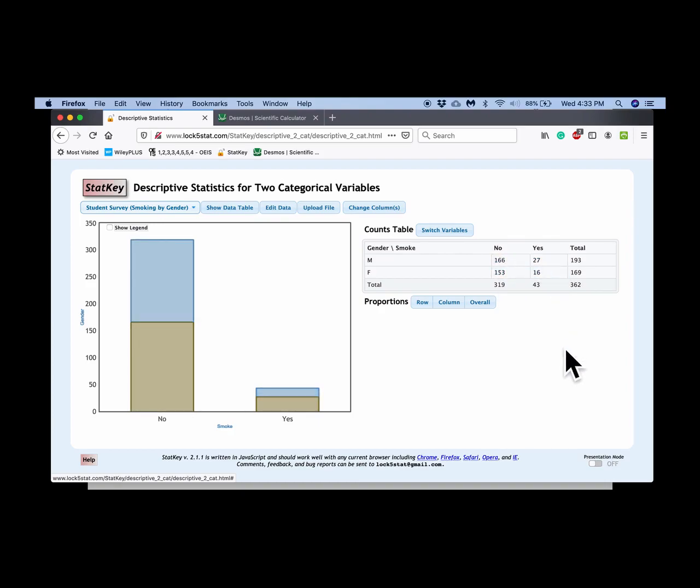Okay, now what about the graphic representation of this information? You have to pay special attention here. The x-axis is labeled smoke and the y-axis is labeled gender.